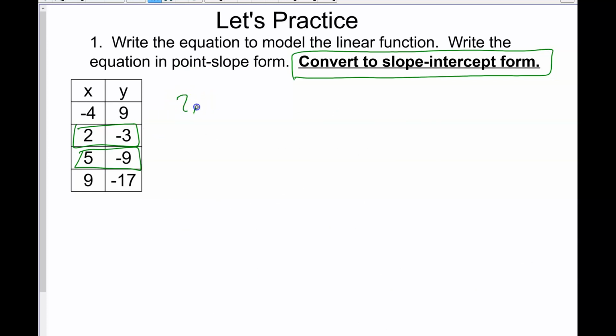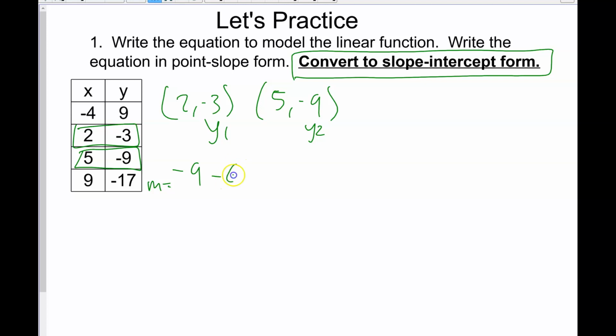So if I have the point 2, -3, if that's one of them, and then 5, -9 when I do this, okay? My y2 minus my y1 is going to be a -9 slope. Make sure you write that. -9 minus -3. Okay, so it's really going to be like adding that value, right? And then my x2 minus my x1 is 5 minus 2 here.